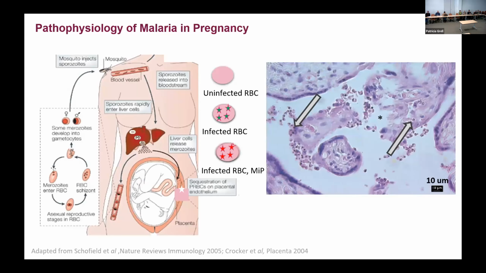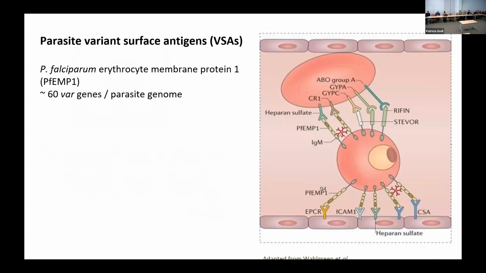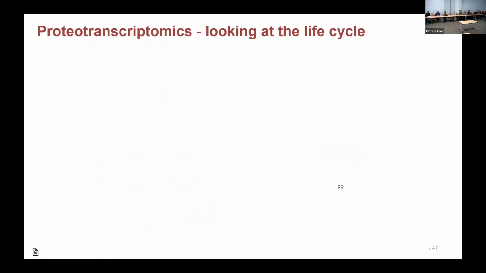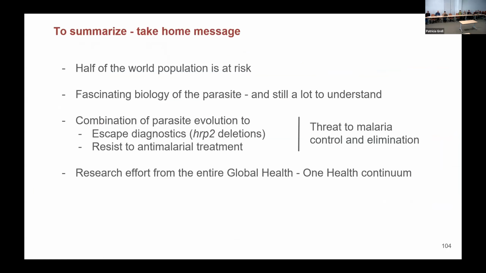Just for the sake of time, because time is running short, I just wanted to say there are some international consortiums that are extremely helpful and funded. For example, the Malaria Gene Consortium has more than 33,000 genomes of Plasmodium falciparum available, and this is really exciting to support different studies. I want to summarize that half of the world right now is at risk of malaria.